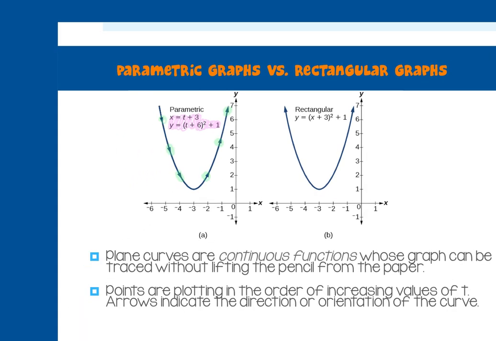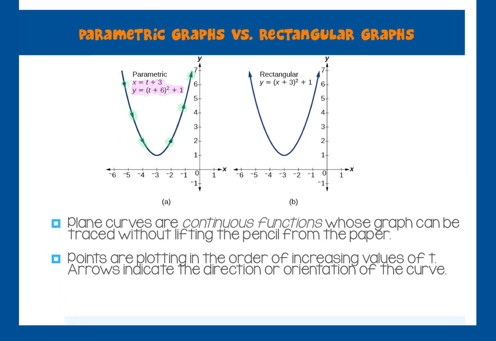Back to here. Okay, so again, notice the one on the left has your x equals, your y equals, and they both have t. And then the one on the right is a rectangular. So parametric has an x equals, has a y equals, and has t. Rectangular is what you know. That's your normal x and y. That would be a parabola in this case, shifted to the left 3 and up 1.